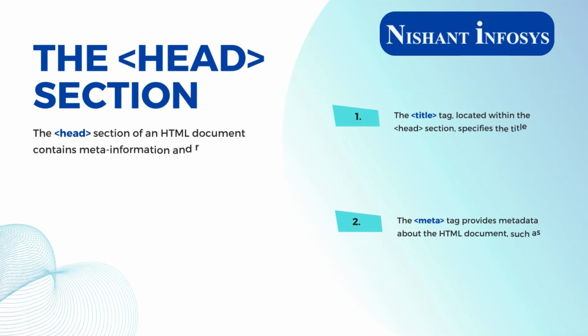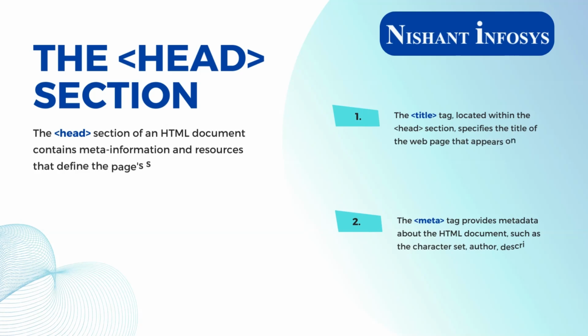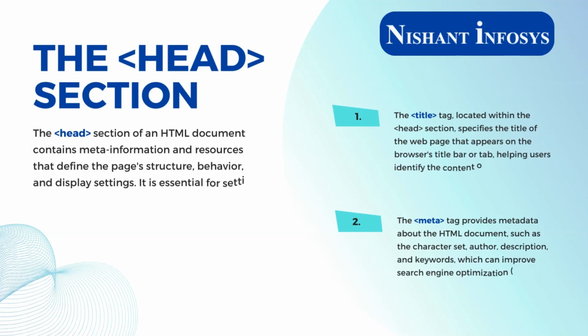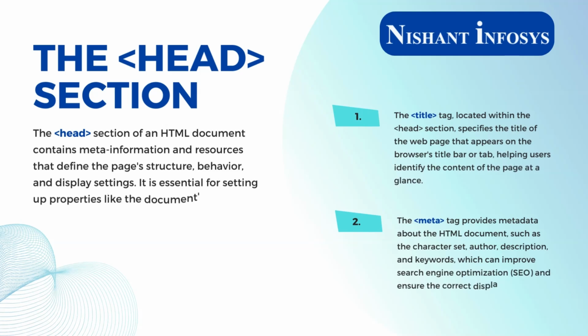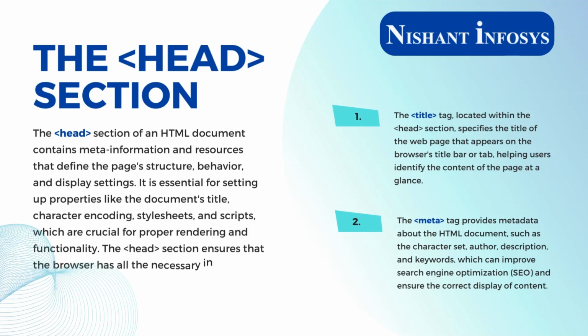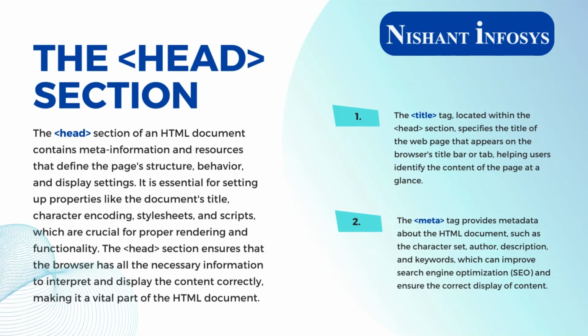Now, let us talk about the head section of our HTML document. The head section of an HTML document contains meta-information and resources that define the page's structure, behavior, and display settings. It is essential for setting up properties like the document's title, character encoding, style sheets, and scripts, which are crucial for proper rendering and functionality. The head section ensures that the browser has all the necessary information to interpret and display the content correctly, making it a vital part of the HTML document.